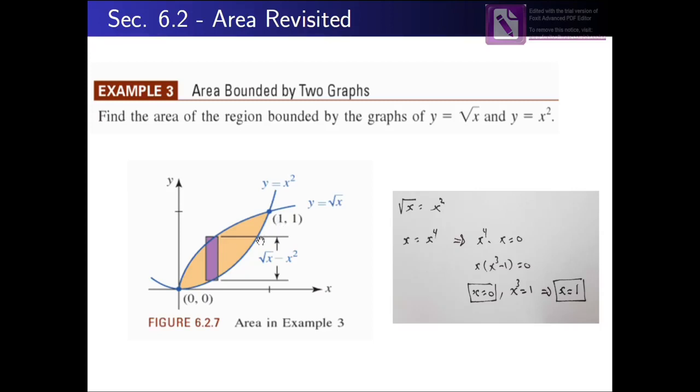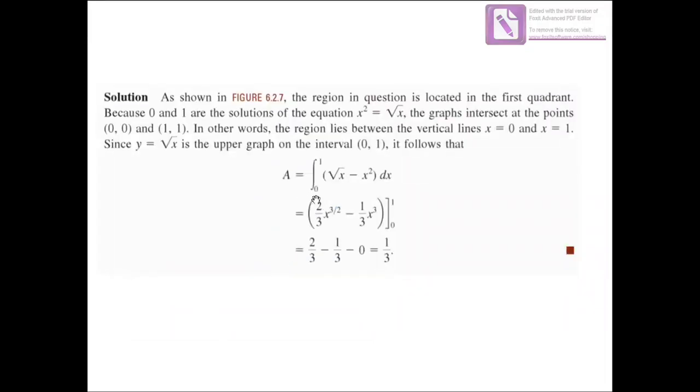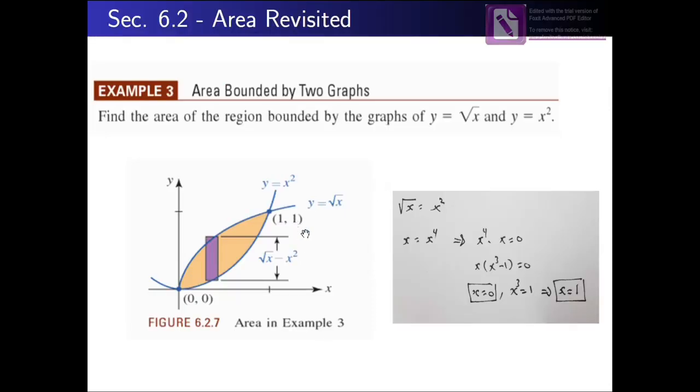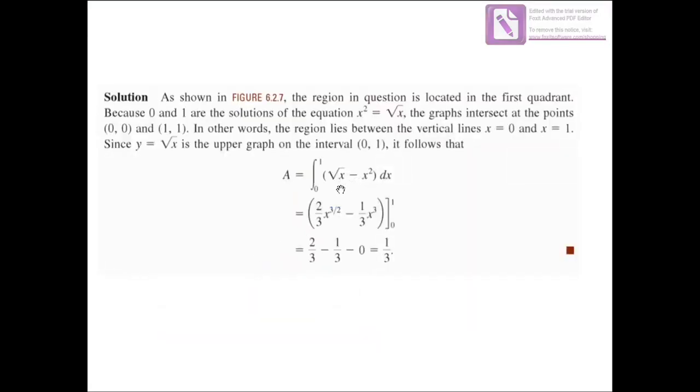Now we need to know which one is the upper, which one is lower. According to the graph, we see that root of x is upper than x squared. So the upper function is root of x, the lower function is x squared. So for representing the area, it will be root x minus x squared. So to evaluate this area will be the integral of root x minus x squared. We don't take here the absolute value. Why? Because we know which one is the upper. We know that root x is the upper one, x squared is the lower one. So that's why here we will write it directly, root of x minus x squared.